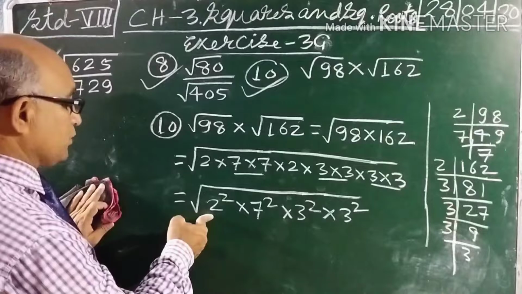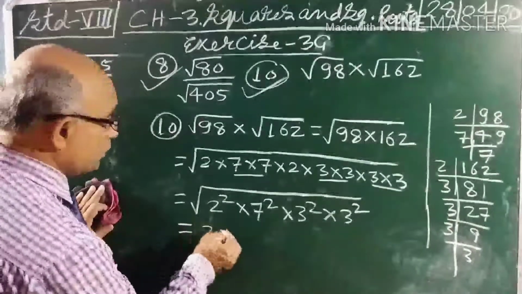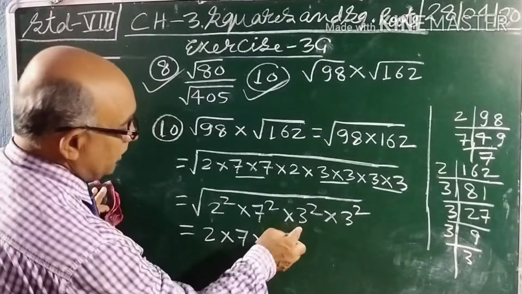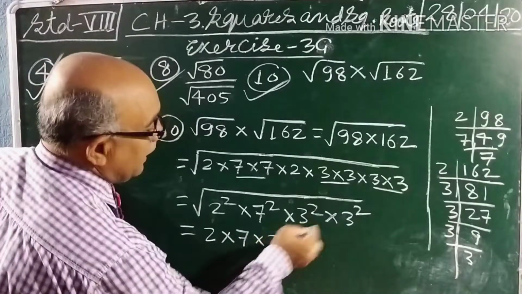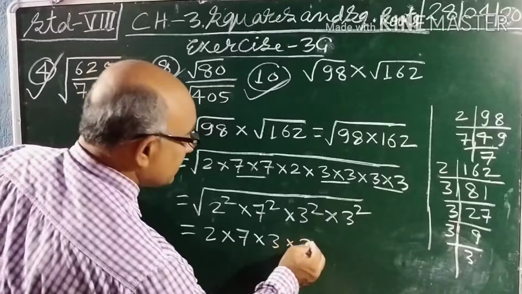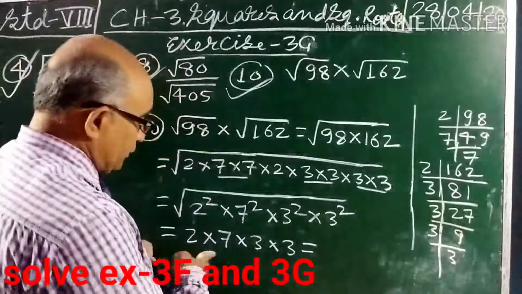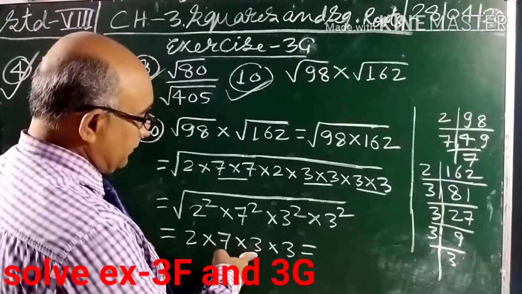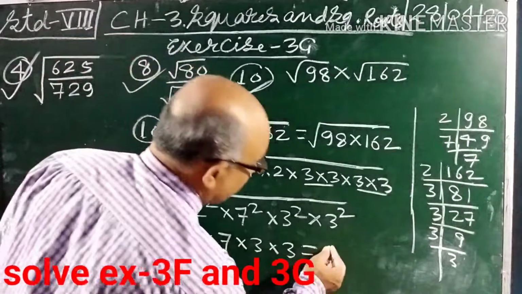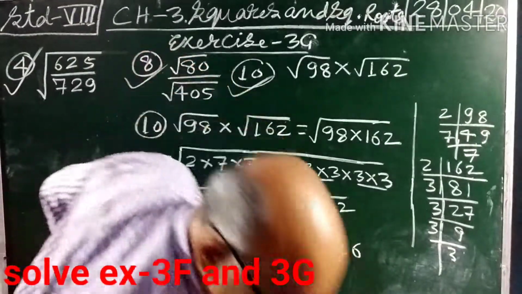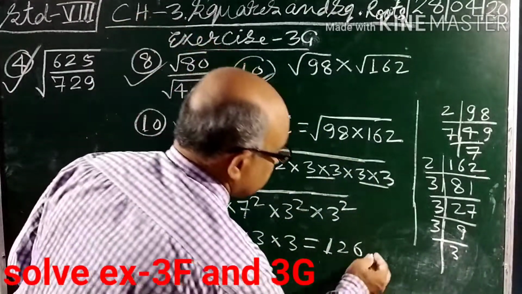Now the square root of 2 square is 2, the square root of 7 square is 7, the square root of 3 square is 3, and the square root of 3 square is 3. So multiply it: 2 7s are 14 and 14 9s are 126. Answer.